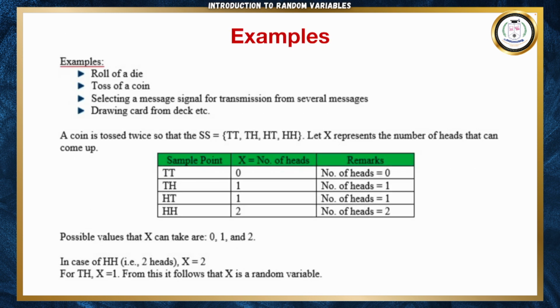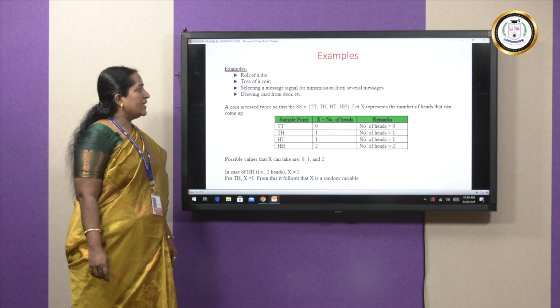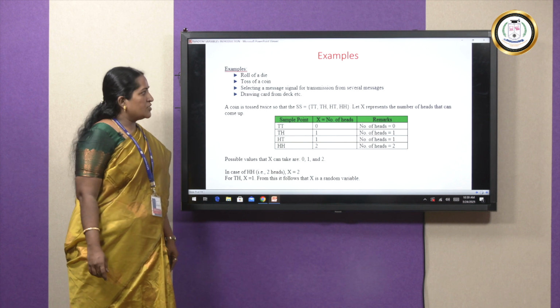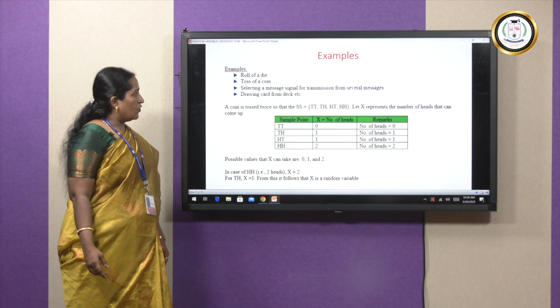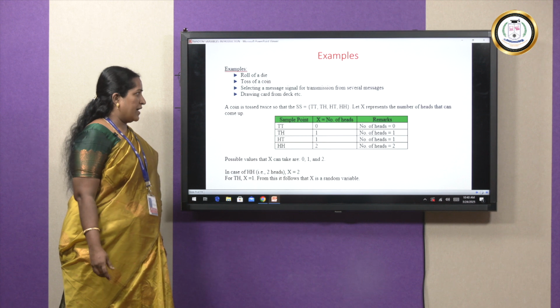Now let us see examples based on random variables. Rolling a die is a random variable. Tossing a coin is a random variable. Selecting a message signal for transmission from several messages, and drawing a card from a deck of cards.